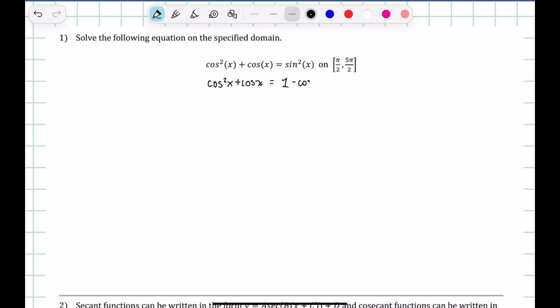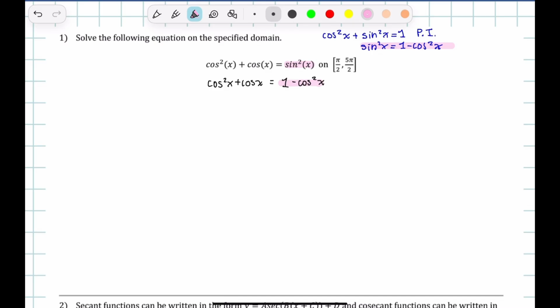minus cosine squared of x. And the reason is because of the Pythagorean identity. Cosine squared plus sine squared of x is equal to 1. This is a Pythagorean identity that you just have to know. And if you rearrange it for just sine squared of x, that's just going to be 1 minus cosine squared of x. So you just sub that in right here.